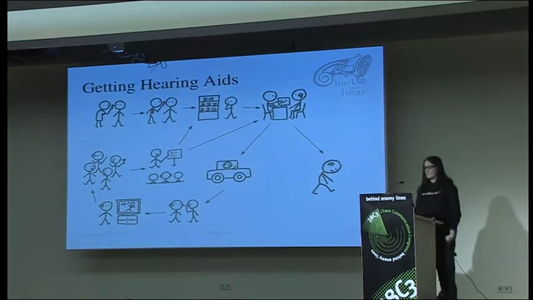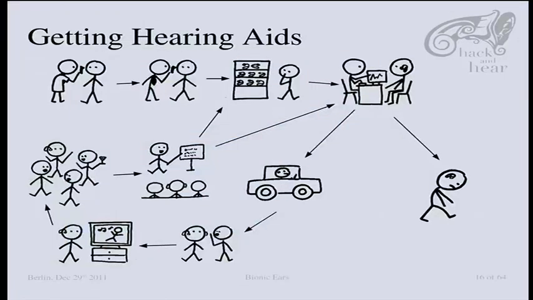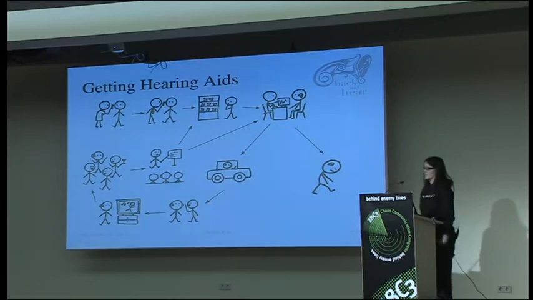Getting hearing aids, unfortunately, is not that easy. So one day you realize you cannot hear very well anymore. You go to a doctor, he makes some tests, he sends you to an audiologist, he makes some more tests. You choose from the shop of the audiologist some hearing aid. And then the audiologist has to adjust the hearing aids according to your audiogram. And then it doesn't stop.